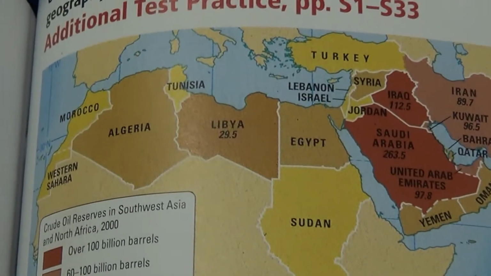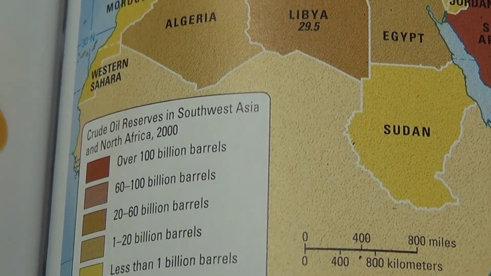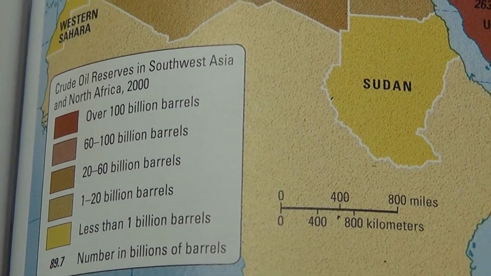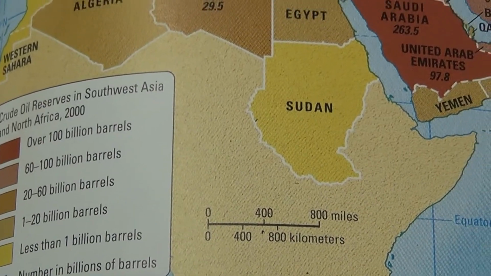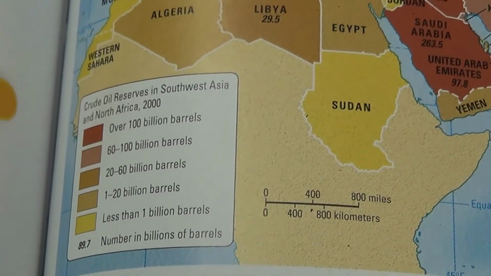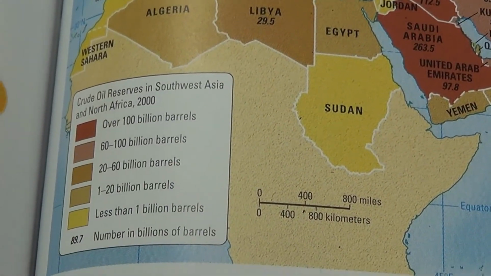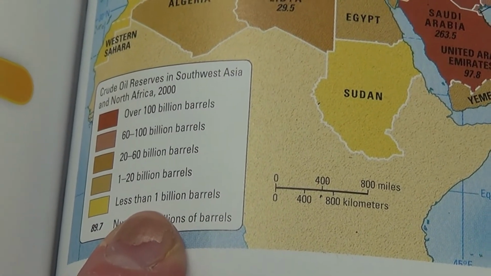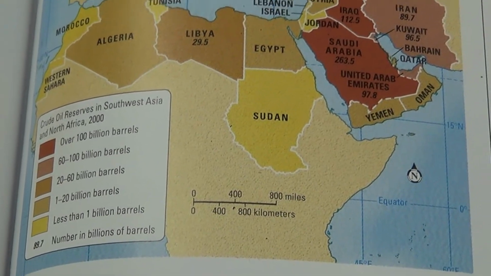Well, if we look up here at Northern Africa, we see Algeria. It's like a brown color. It looks like that's the same brown as the 1 to 20 billion barrels. And so we're looking for a country that has less than that. One of the choices is Sudan. Sudan is yellow, which means less than 1 billion barrels. And so that would be less than what Algeria had, which means Sudan is the answer.